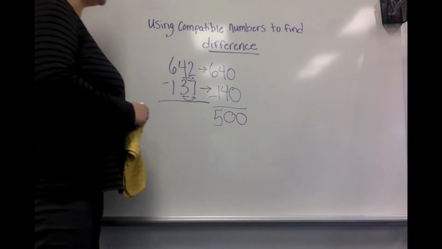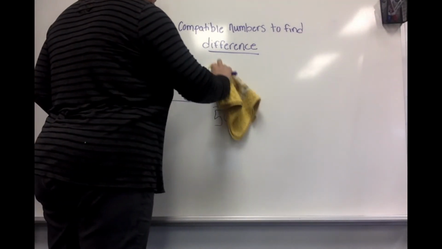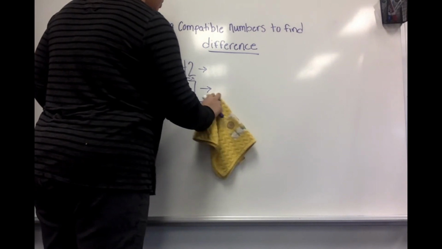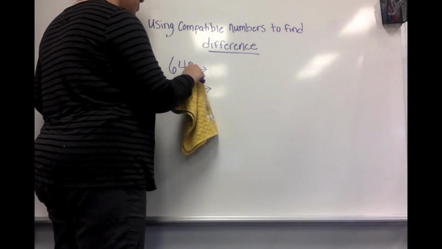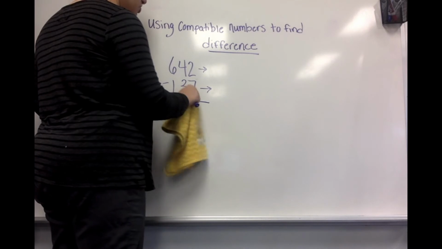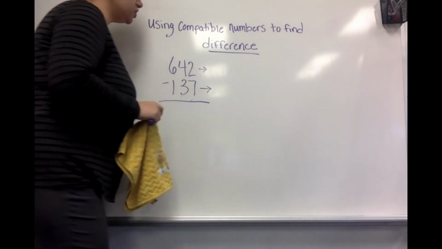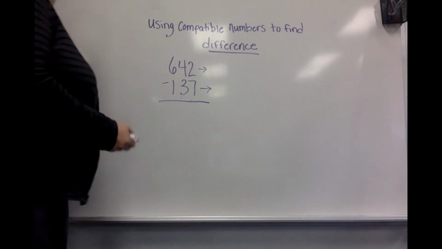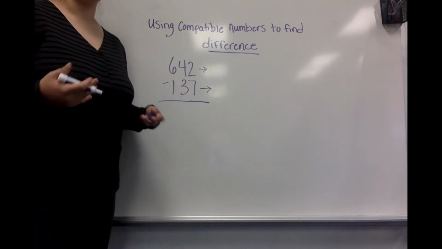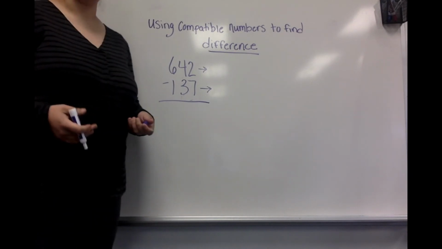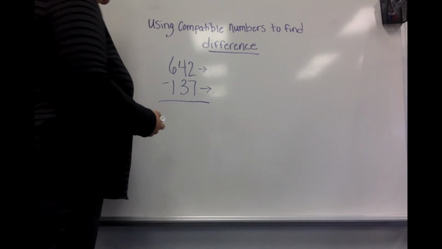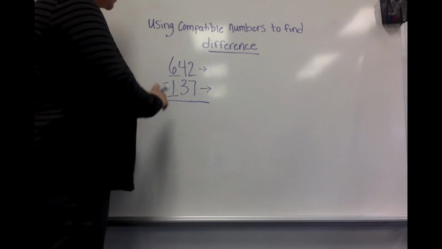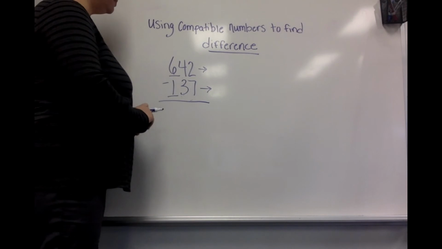Now we will do the same numbers, and instead of using the tens place as our place value, we will now use the hundreds place. And I personally believe the hundreds place is a lot easier for students to learn how to use compatible numbers and to estimate. So the first thing I do is I decide which place value I'm going to round to. I've decided to do the hundreds place. So I will underline the numbers that are in my hundreds place. So I underline the 6 and the 1.